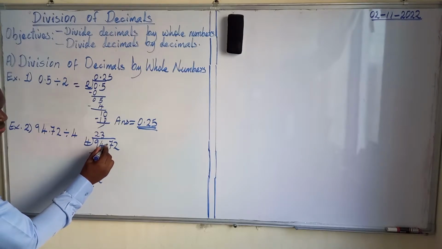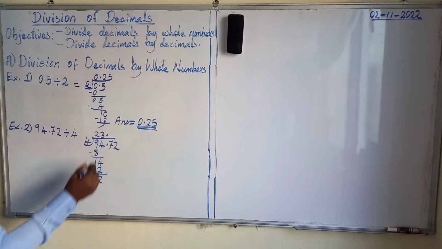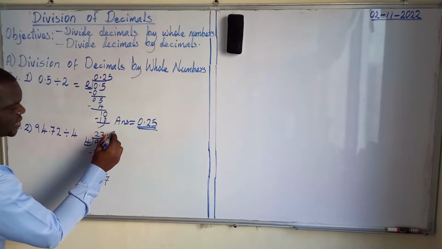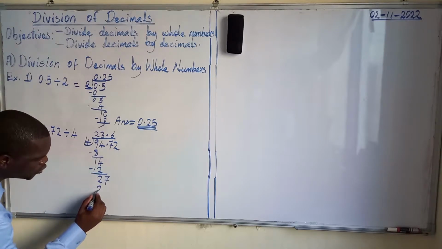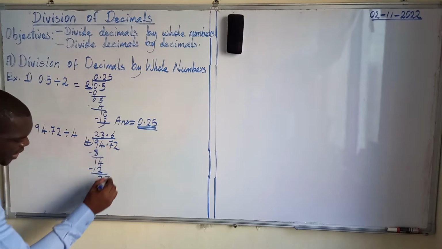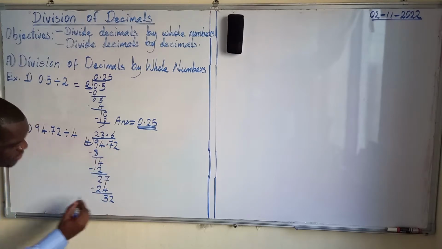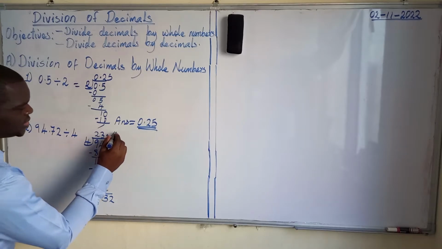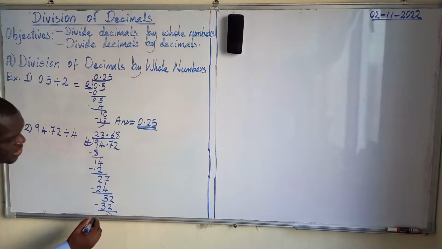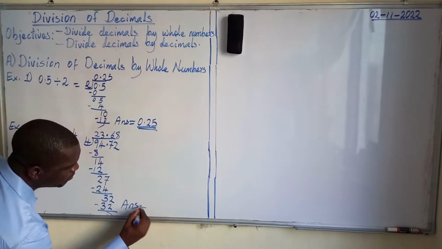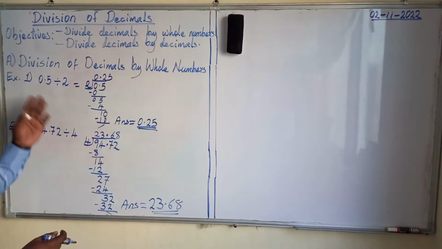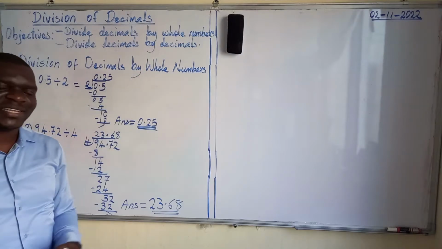Now you are crossing the decimal point, so you fix it up, down, no problem. You can bring down 7. 27 divided by 4 is going to give 6 times. 6 times 4, 24. And if you find the difference, it's going to give you 3. There is 2 left, you bring down 2. This is 32. 32 divided by 4 is 8. 8 times 4, 32. And if you find the difference here is 0. And the answer here will be 23.68. That is it as far as dividing decimals by whole numbers is concerned.